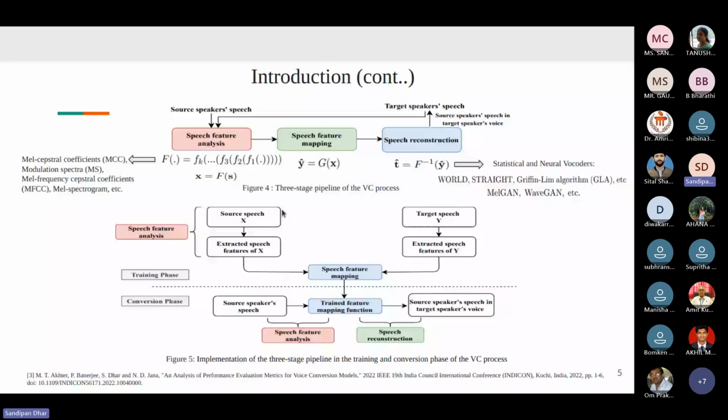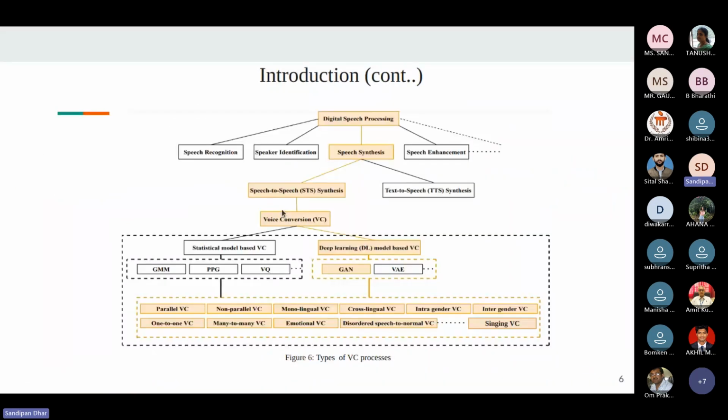Now this speech synthesis process, or specifically voice conversion, can be carried out with different algorithms. The statistical voice conversion models mostly include Gaussian mixture model, phonetic posteriorgram, vector quantization, etc. And the deep learning models include GAN, VAE, and nowadays people are using diffusion. Then there are different types of voice conversion, and based on these types, there are different challenges associated with each. I will discuss each of these types in my upcoming slides.